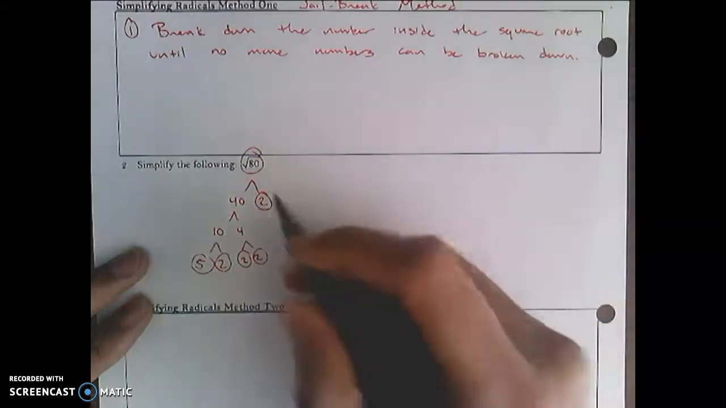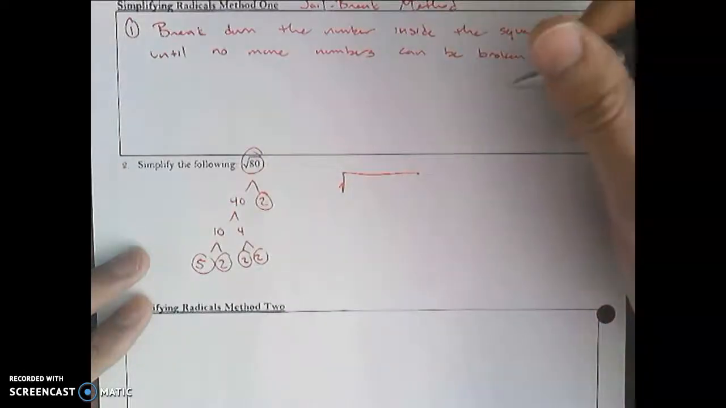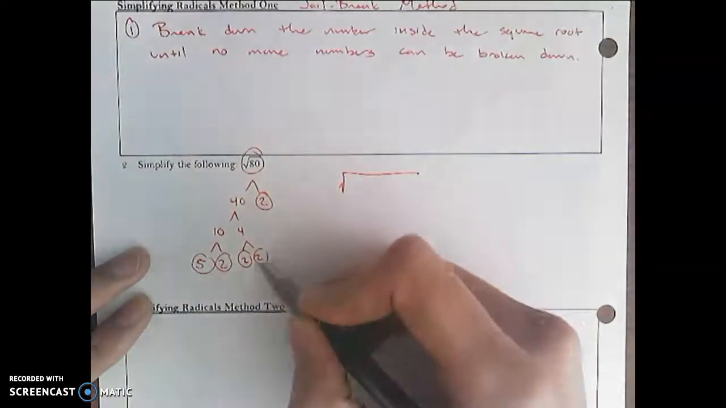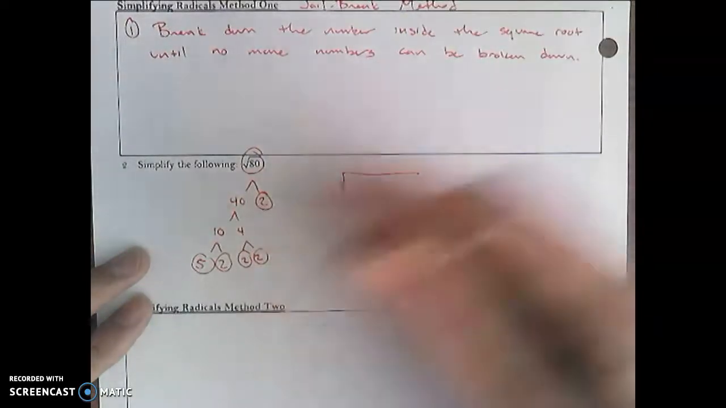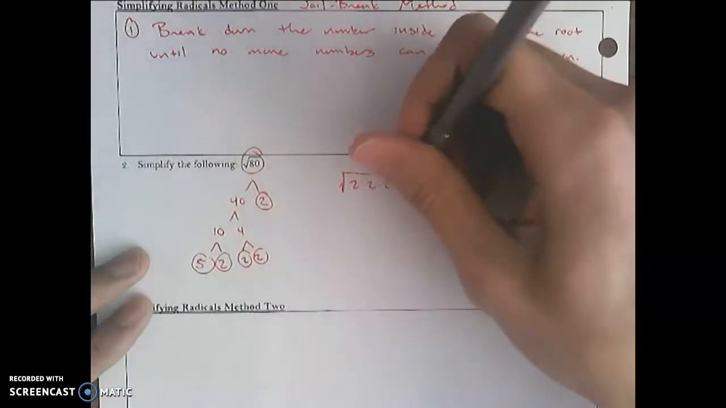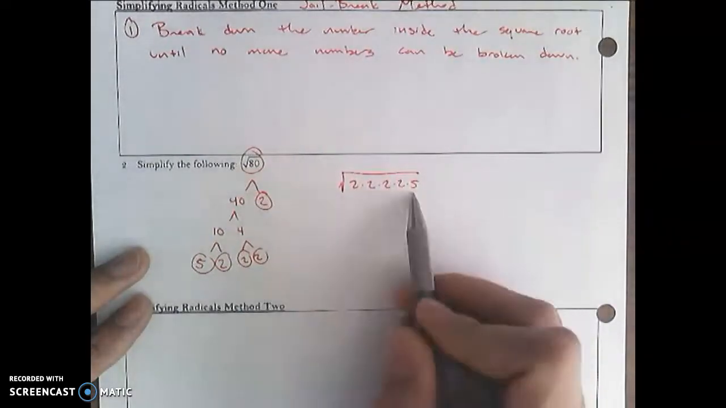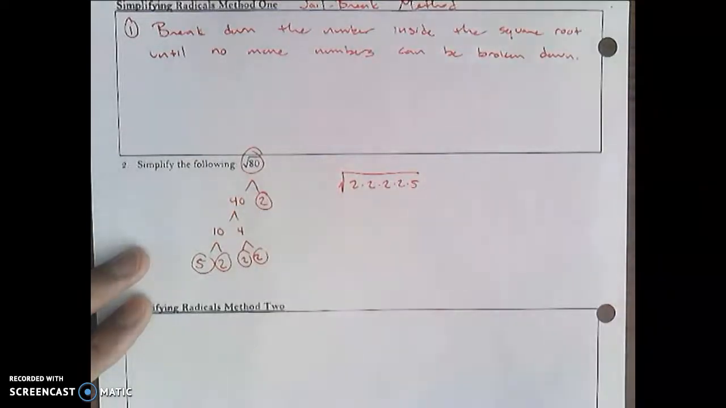So we still have a square root. We still have the square root of 80, which is 2 times 2 times 2 times 2 times 5. If you were to plug this in your calculator, you'd find that this is still equal to 80. So 2 times 2 times 2 times 2 times 5. All right, so we've broken it down.